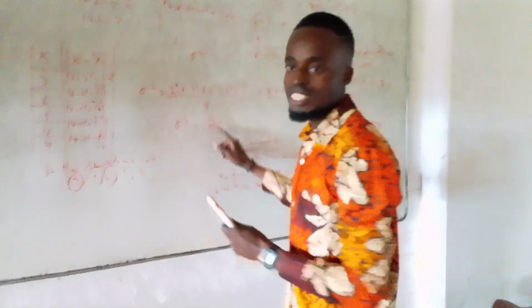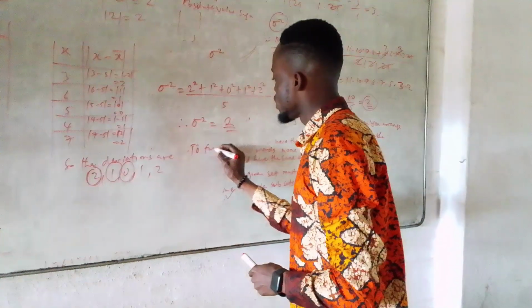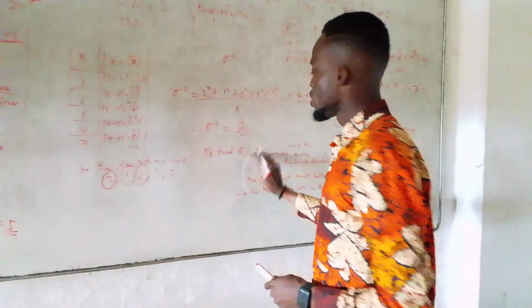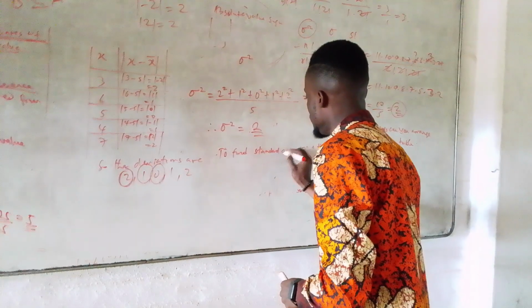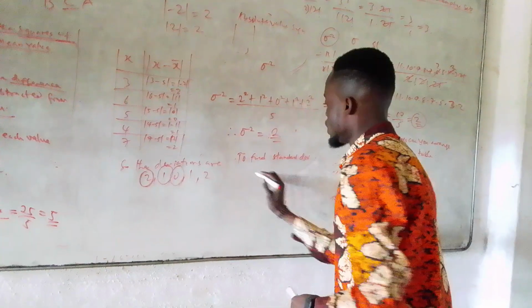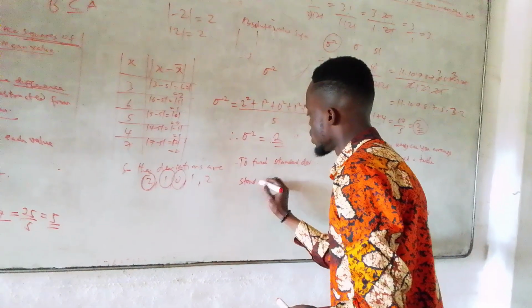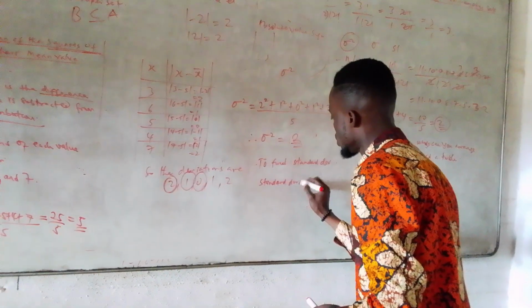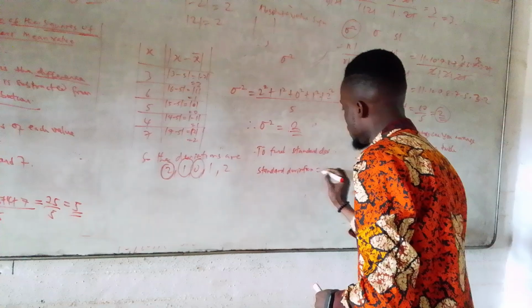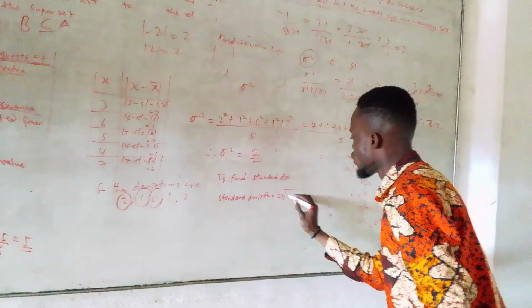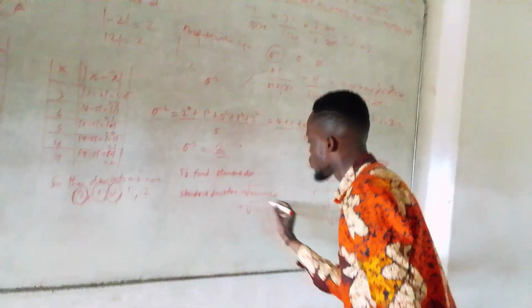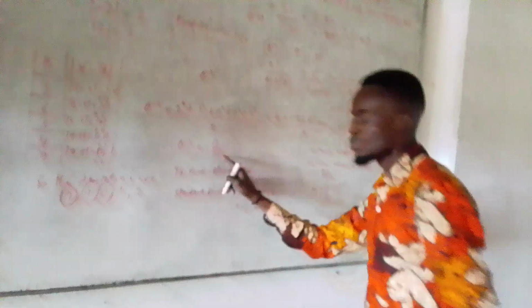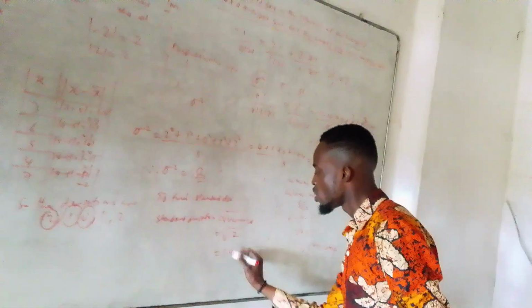Yes. So that means if I want to find the standard deviation, I have to find the square root of this. To find standard deviation, I have standard deviation is equal to square root of what? Variance, right? Which is equal to square root of 2, which we got here, right? Square root of 2 equals 1.414.